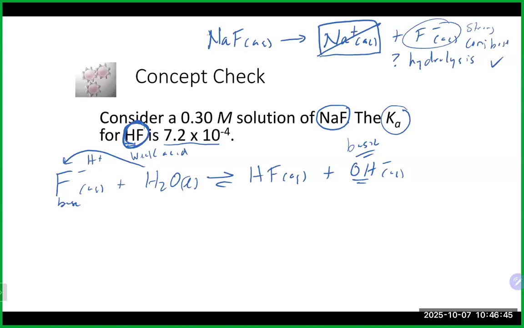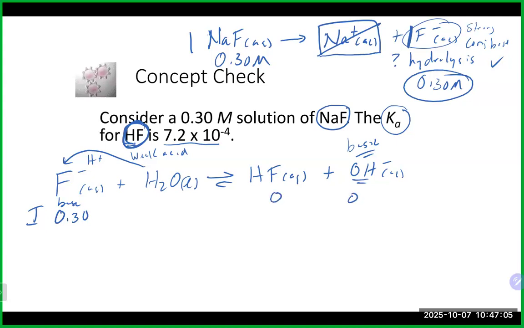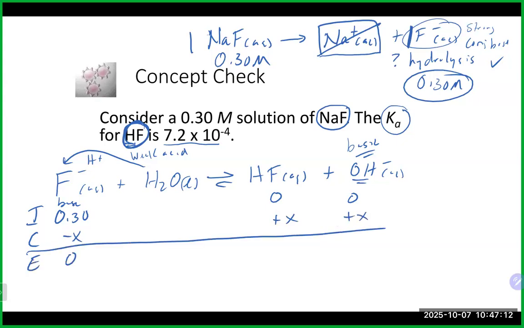At this point, we're just going to do an ICE table. And again, we do have the concentration of this guy, which is 0.3 molar. It is a 1-to-1 relationship between that and the F minus, which means the concentration of F minus will also be 0.3 molar. So we'll go 0.3. We're going to 0 and 0. Change will be minus x, plus x, plus x. We're going to 0.3 minus x, x, and x. Questions on the ICE table here?